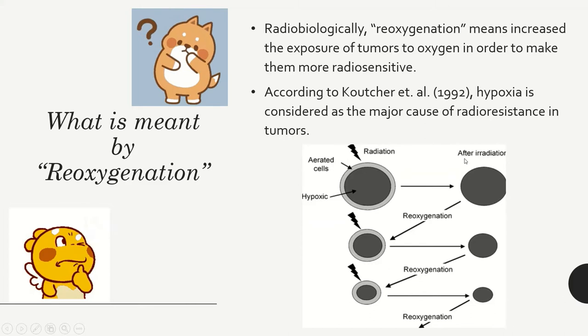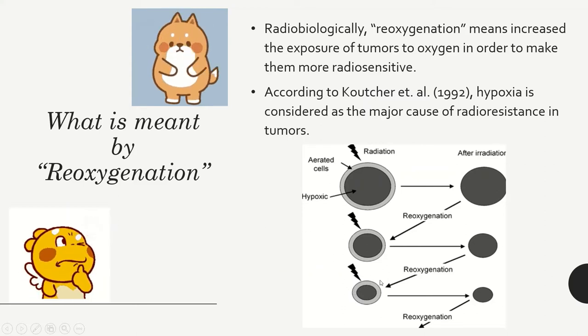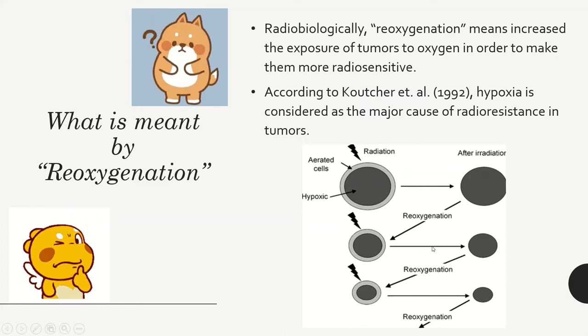Once the aerated cells are killed, the hypoxic cells are then in direct contact with oxygen, or in other words, they are allowed to breathe. So again, the outer shell of this hypoxic tumor will be oxygenated and become aerated cells, and at the center is still the hypoxic cells. Once radiation is exposed onto this tumor, the aerated cells will be killed and what is left over is just a smaller hypoxic tumor. Then again they are allowed to breathe, and hence reoxygenation will occur. Once radiation is irradiated onto the tumor, they will be killed again, leaving a smaller tumor. This step keeps repeating until the whole tumor is destroyed. So basically, this is how reoxygenation works.